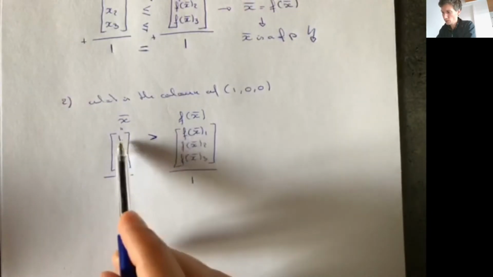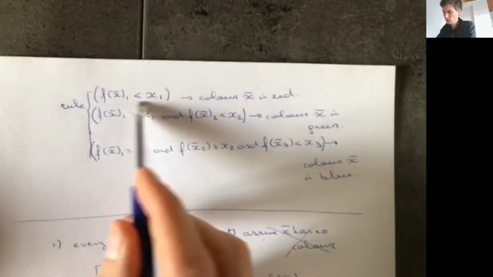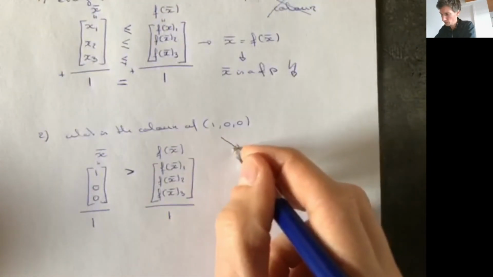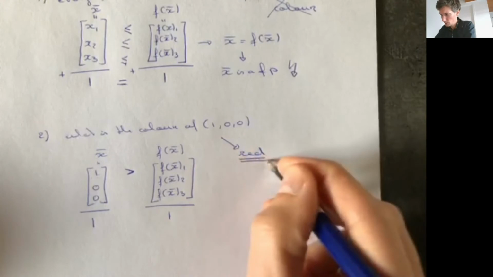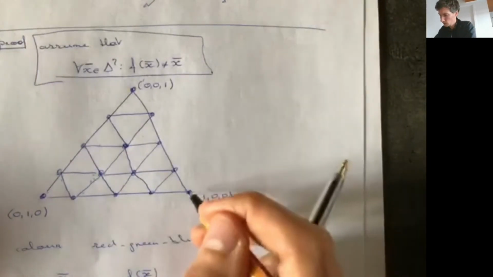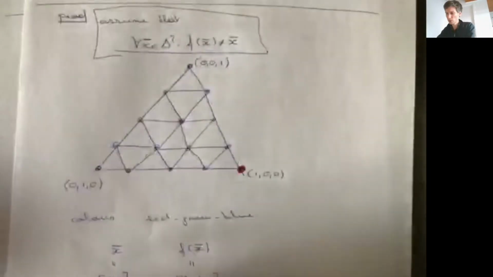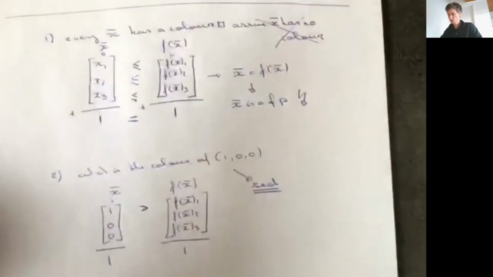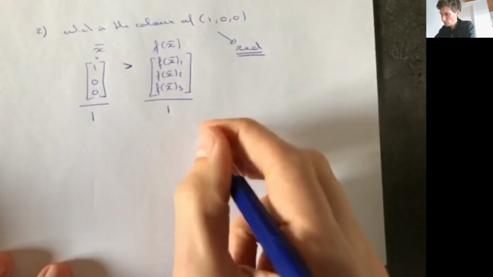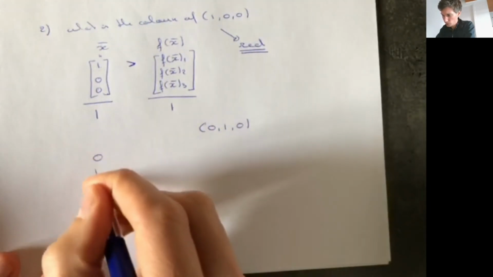If f of x1 is strictly smaller than 1, well, then we know that this vertex is red. Okay, so this vertex has to be red. So we can already color this one here. It is going to be a red one. So let's now look at 0, 1, 0. You can use a similar argument, 0, 1, 0.